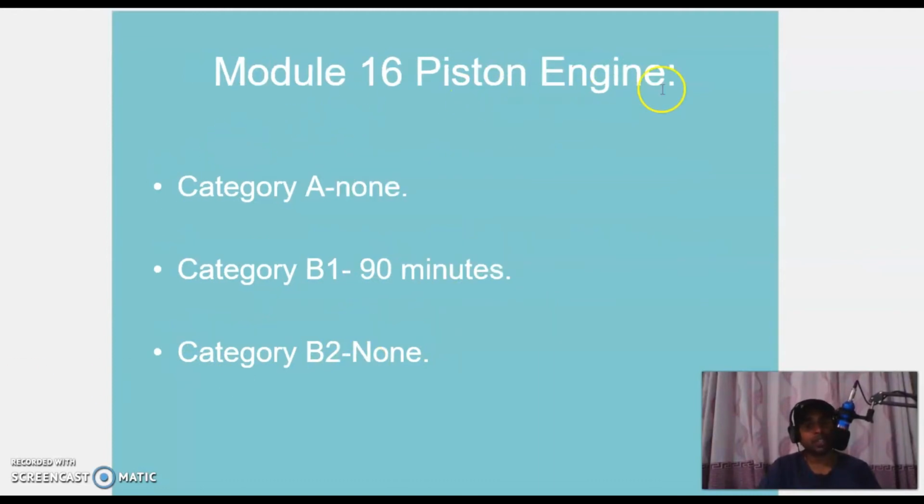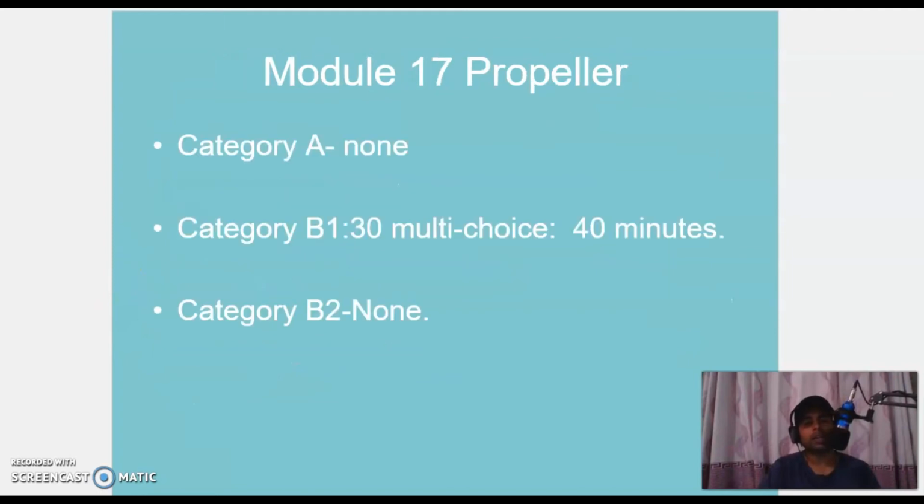And module 16 piston engine: category A they don't want to do, category B1 90 minutes, category B2 they also don't want to do. And module 17 propeller: category A they don't want to do, category B1 30 MCQs, 40 minutes is also a bit tricky, and category B2 they don't want to do.